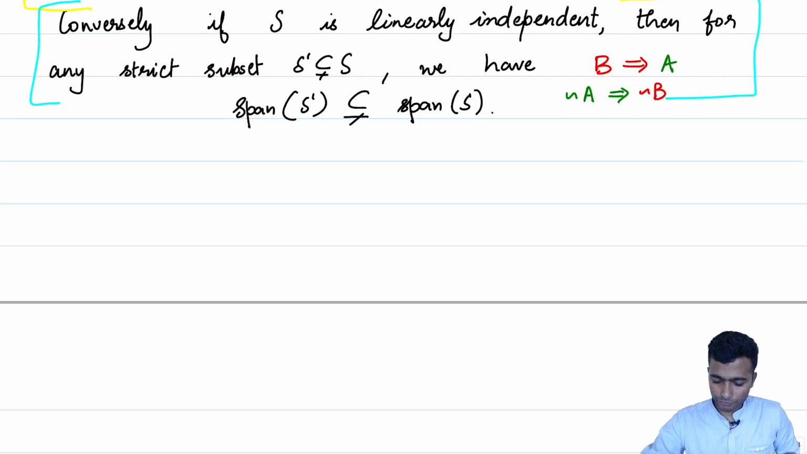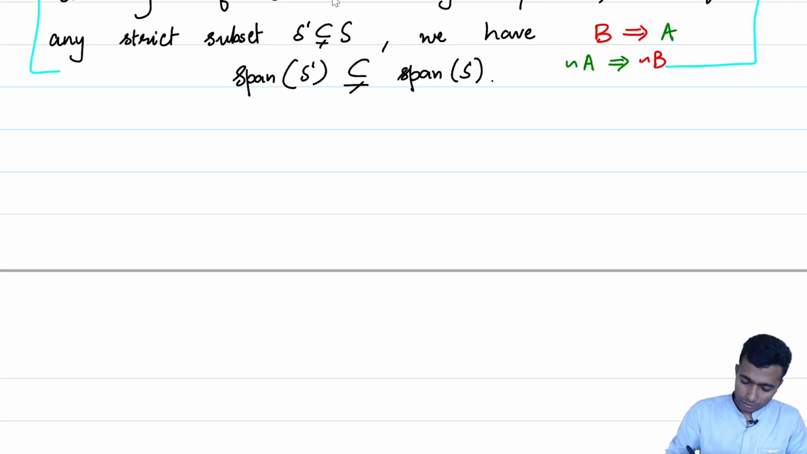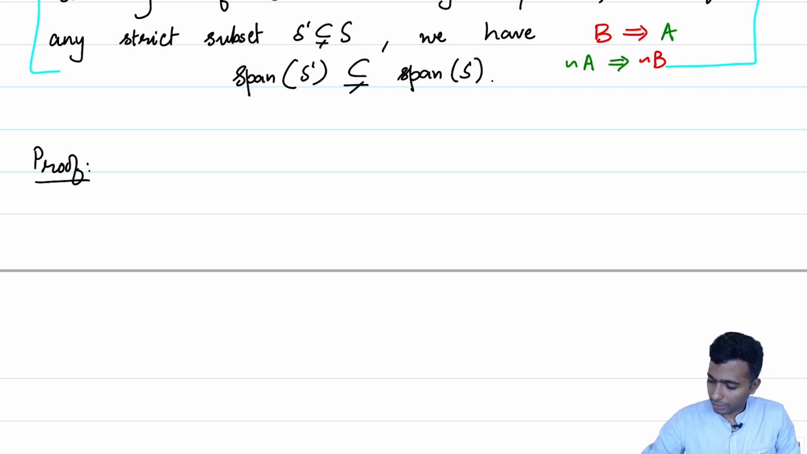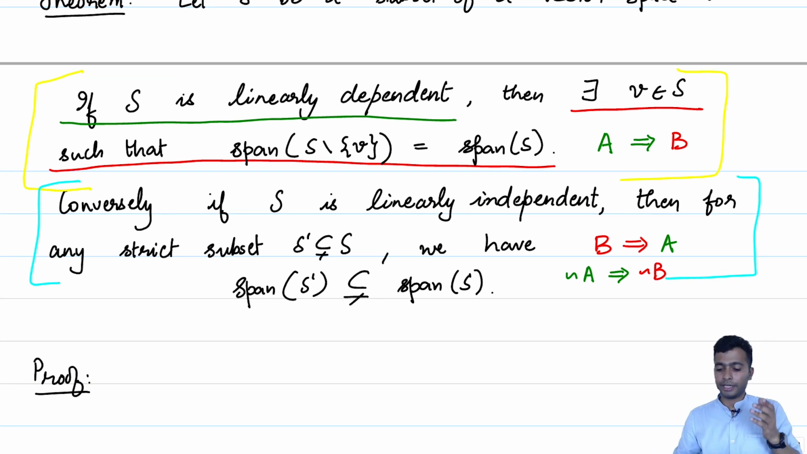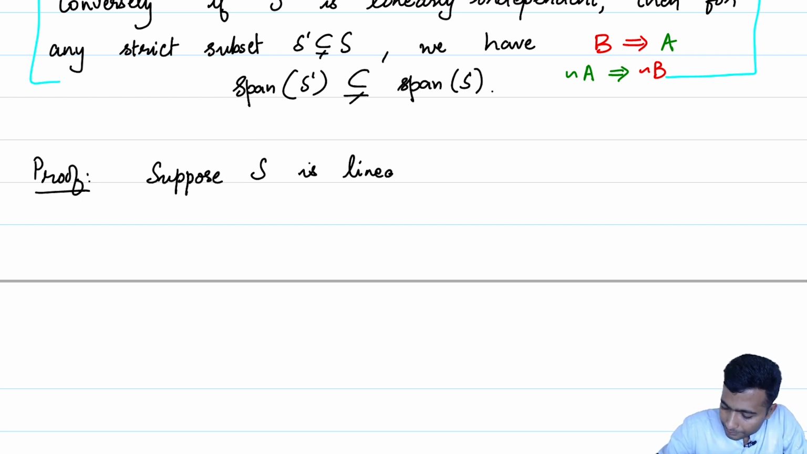Okay, now let us give a proof of the statement here. The first statement says that if S is linearly dependent, then there exists a vector V which can be thrown out such that the span of S minus V is the same as the span of S. Okay, so suppose S is linearly dependent. Let us give a rigorous proof.